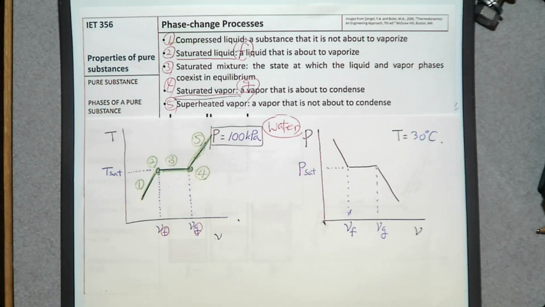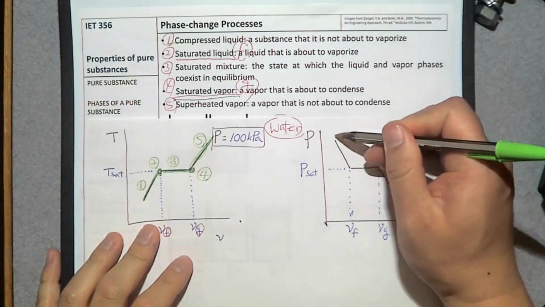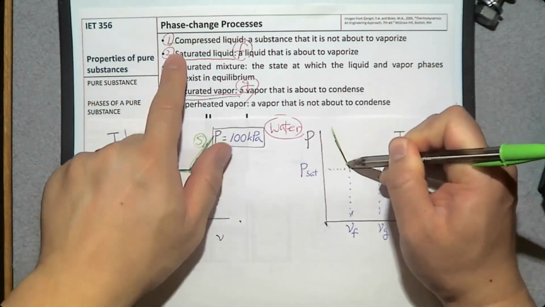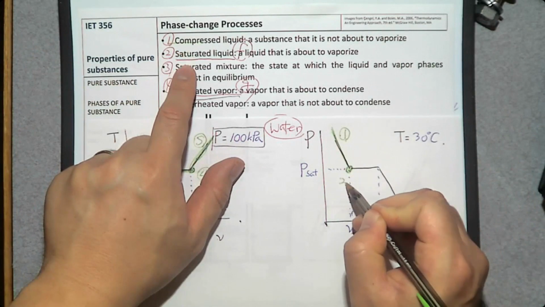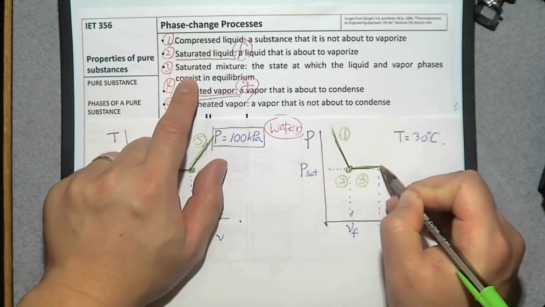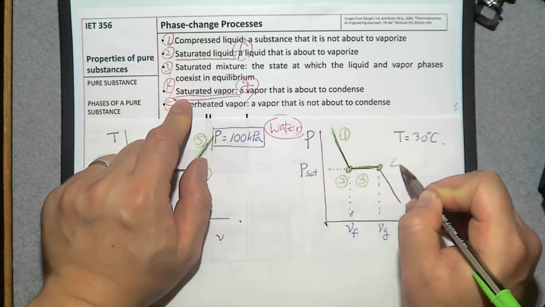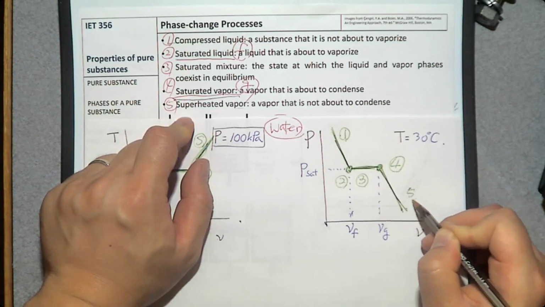Okay? Then, on this P-v diagram, we also have these five phase change processes. First, this line represents compressed liquid, number one. This point represents saturated liquid. This line represents saturated mixture. This point represents saturated vapor. And finally, this line represents superheated vapor.